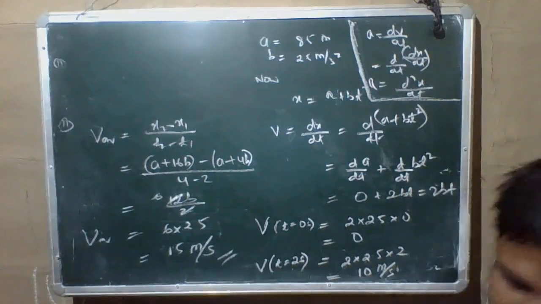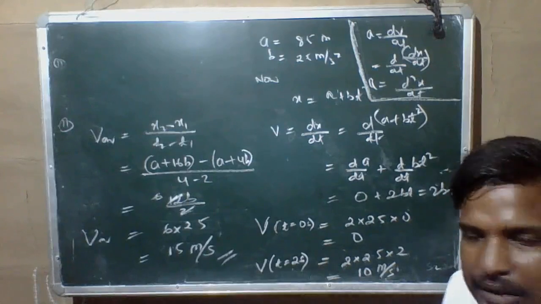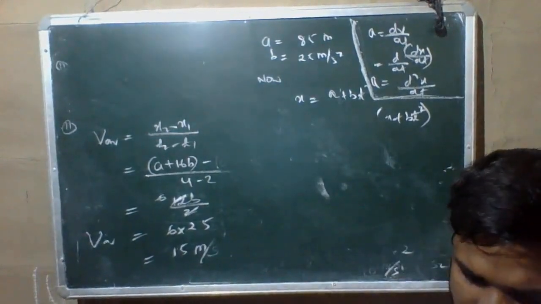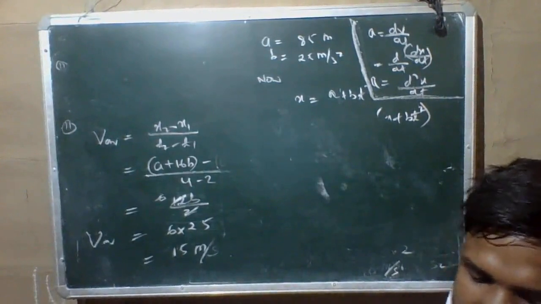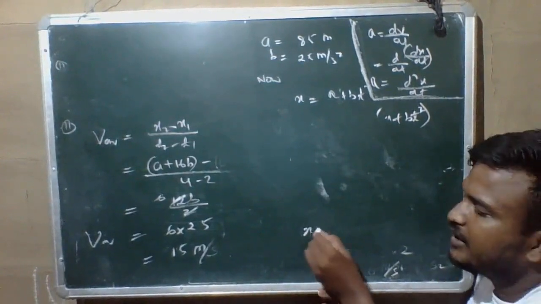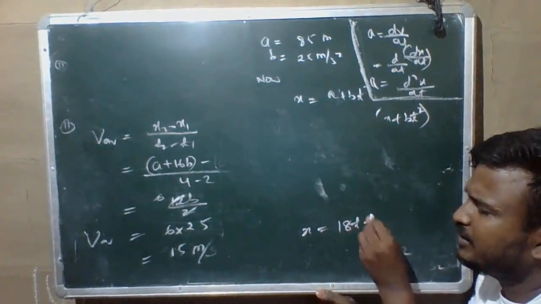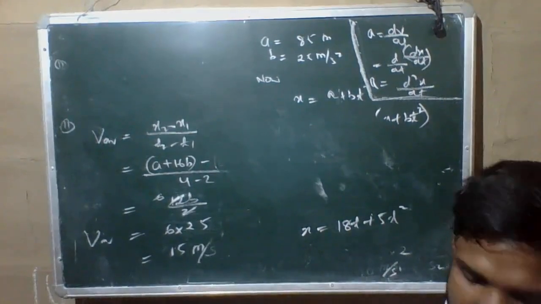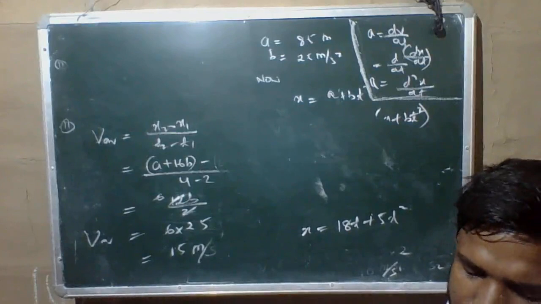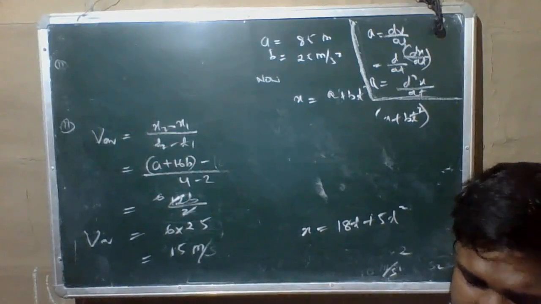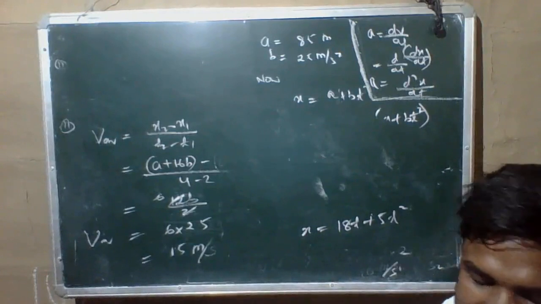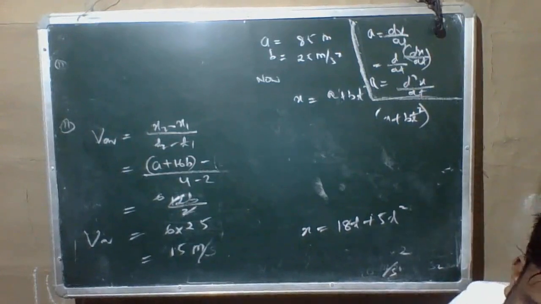Okay, so I'll dictate some questions. You will try to solve them by yourself. The displacement of a particle along the x-axis is given by x equal to 18t plus 5t square. Calculate, problem number 1, instantaneous velocity at t equal to 2 second. Number 2, average velocity between t equal to 2 second and t equal to 3 second. And number 3, instantaneous acceleration.